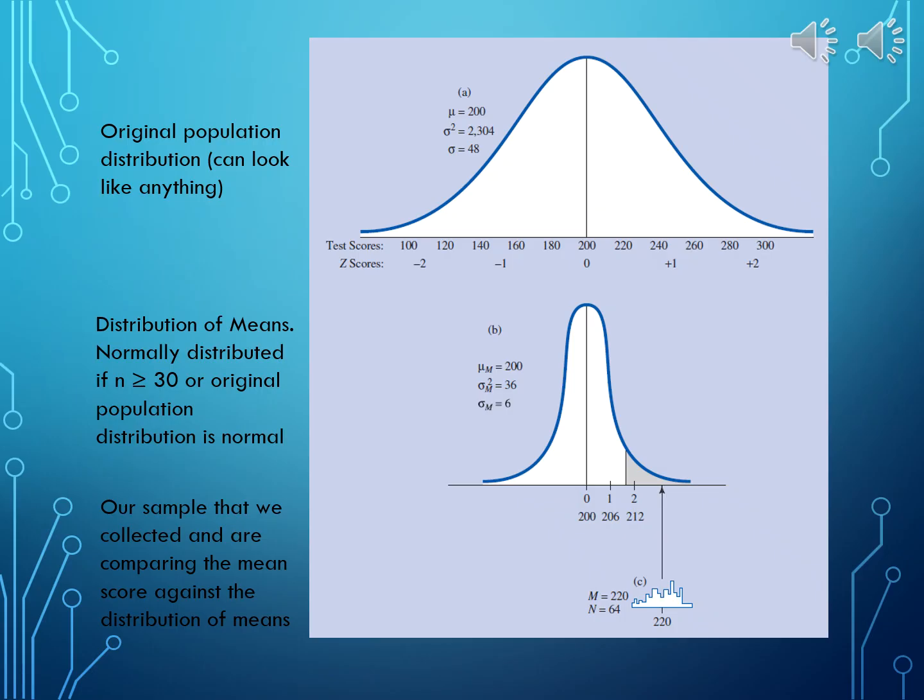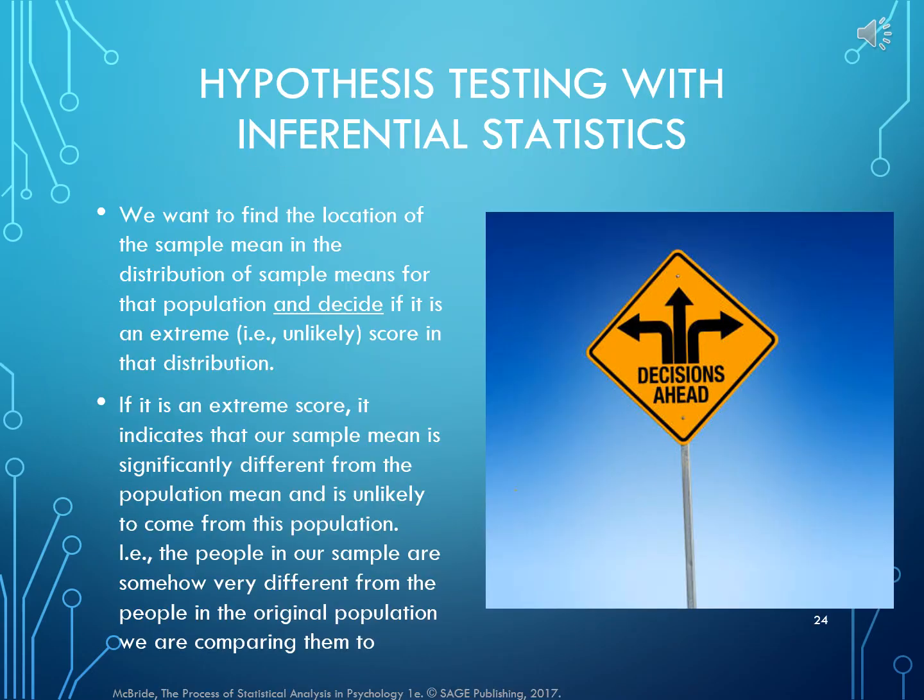And what we want to do is say whether that sample mean of 220 is likely given the distribution of means, or is it unlikely? And then we can make some decisions about these populations and our hypotheses. So remember, what we're trying to do here is find our sample mean, and locate that sample mean within the distribution of sample means.